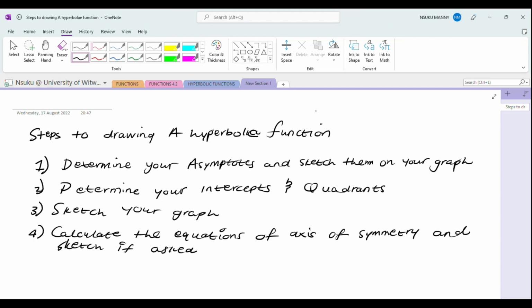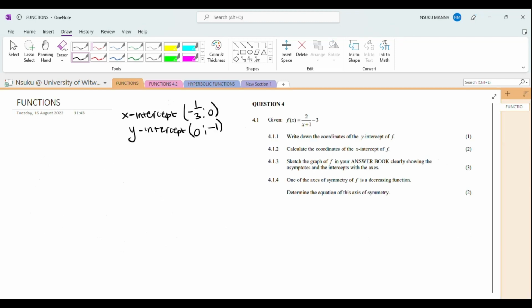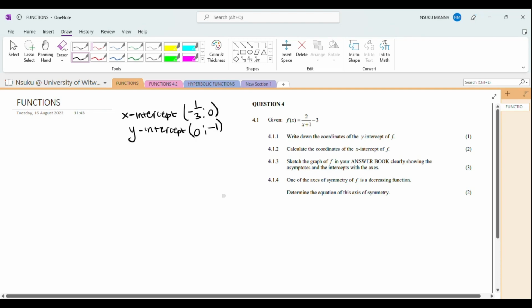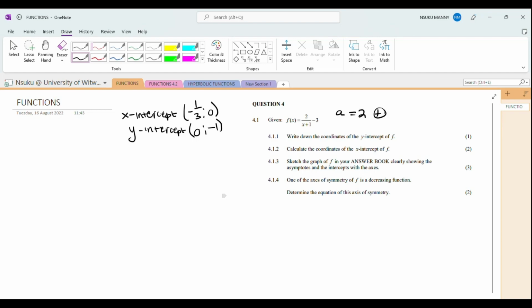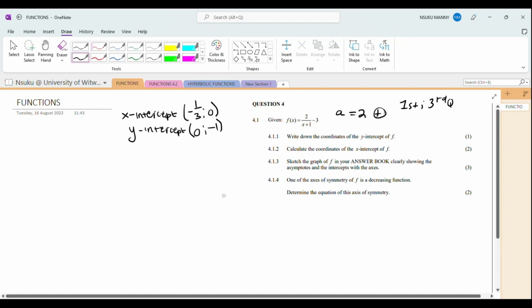So the first step says determine your asymptotes and sketch them on your graph. The second step says determine your intercepts and quadrants. We've already done part of step 2, which is determine your intercepts, which 4.1.1 and 4.1.2 were based on. Now we're just going to complete step 2, which is determining which quadrant your graph lies in. We know that our a is equal to 2, and 2 is positive, so we already said that when a is positive, our graph will lie in the first and the third quadrant.